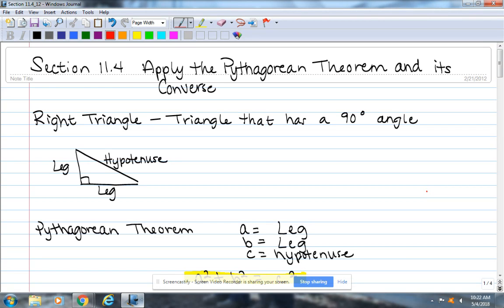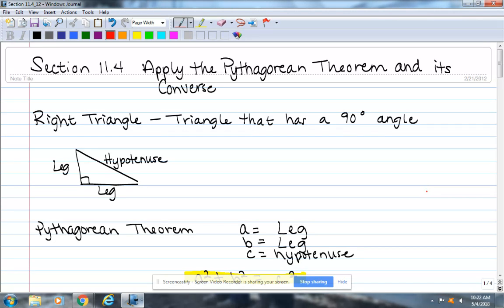So let's talk about legs and hypotenuses. Your legs are the two sides of the triangle that form the 90-degree angle. So if it touches the 90-degree angle, it's a leg. Now the other side of a right triangle is called the what? Hypotenuse. That is the one across from the 90-degree angle. It does not touch the 90-degree angle. So if it touches the 90-degree angle, it's a leg. If it's across from it and does not touch it, it's the hypotenuse.